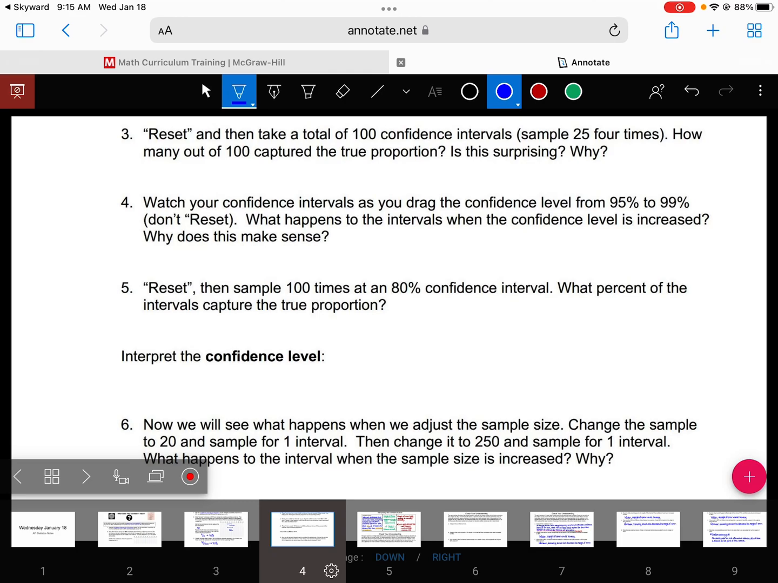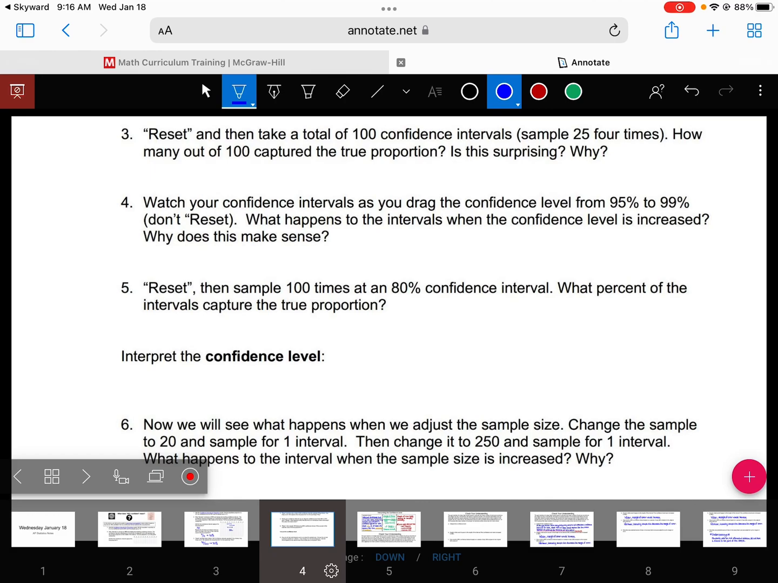See, Justin, how many of yours captured the true population proportion when you had an 80% confidence interval? 71%. Grayson, what about you? 78. Emma, what about you? 83%. 83 out of 100. I want to interpret that confidence level.